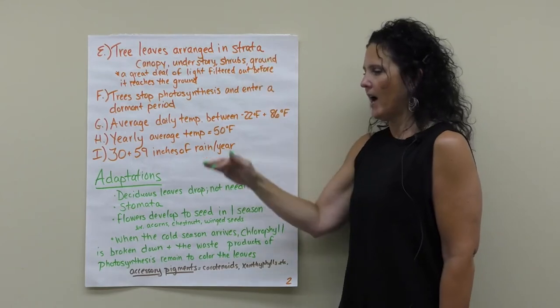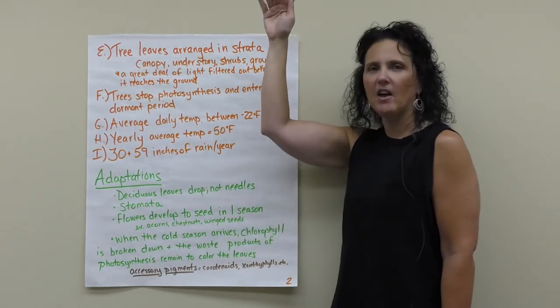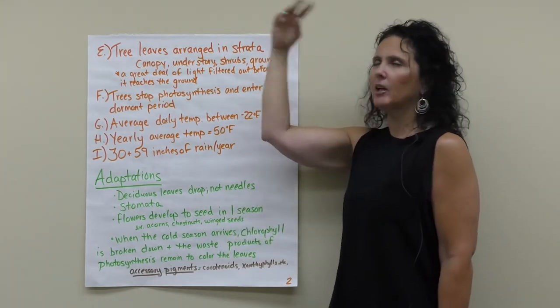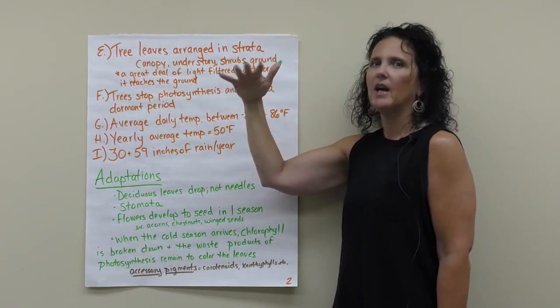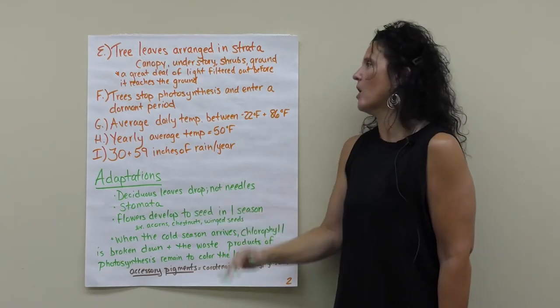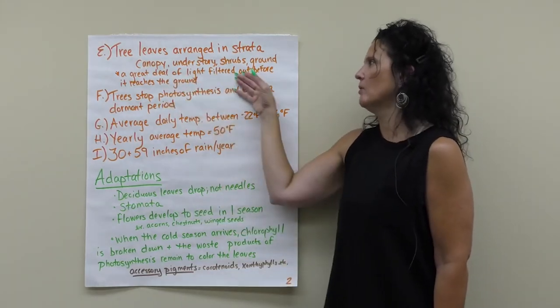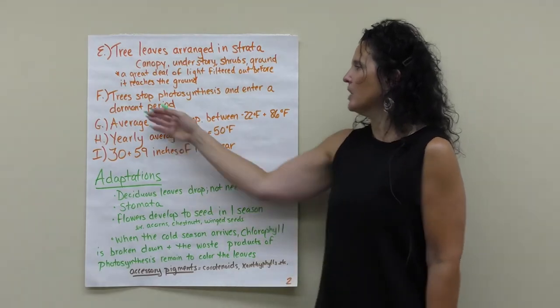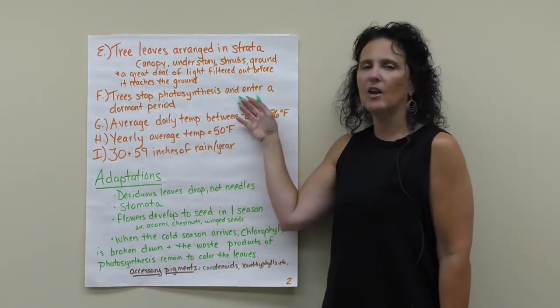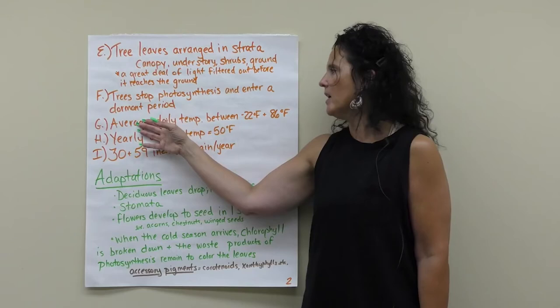So if we look at that as layers, we can think about the sun at the top. Those canopy trees get the most sun, and it filters out some, which then the understory filters out even more, and then the shrubs, and then the ground. So a great deal of light is filtered out before the light reaches the ground. Trees will stop photosynthesizing and enter a dormant period during the cold months.